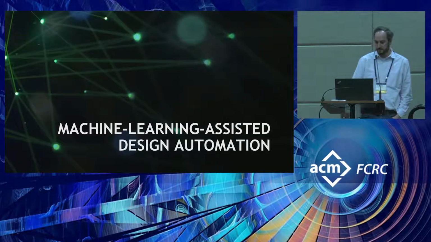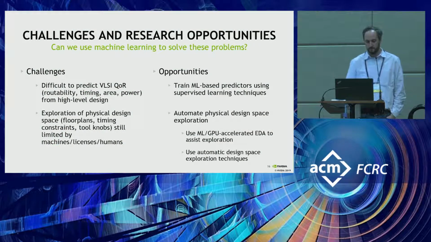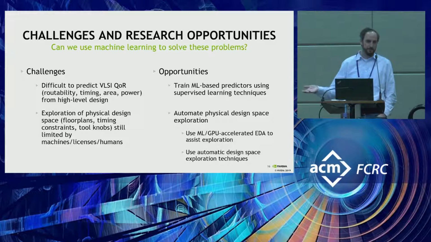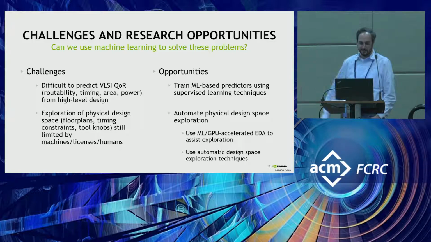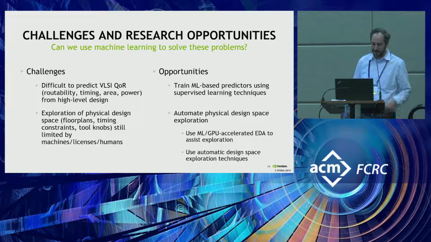So I'm going to try to finish by talking about what we're working on now. Okay, did we declare victory and say, we solved the design productivity problem? Let's just hand this off to the product group and go retire. No, there are still some challenges, and some of these were talked about earlier. The first is it's still difficult to predict the VLSI quality of results in terms of routability, timing, area, power from the high-level design.